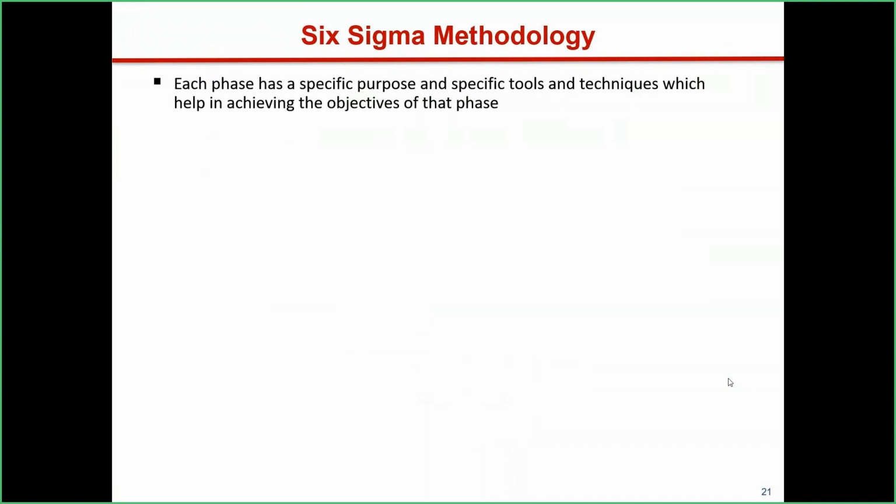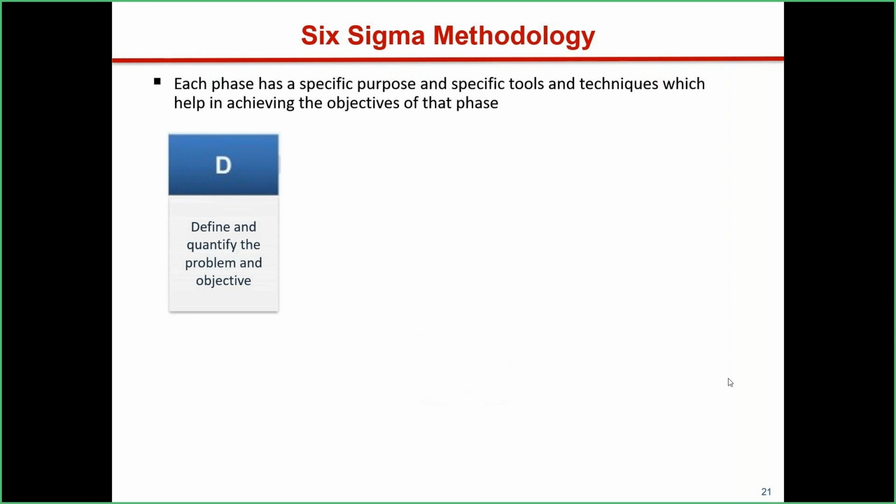Each phase has a specific purpose and specific tools and techniques which help in achieving the objective of that phase. I said in every phase, we'll have different tools and different techniques, and that is what we'll be learning. So in define, what we are going to do is define and quantify the problem and objective. This becomes really very, very critical. Why? If you don't quantify the problem and define it clearly, you might end up doing more work than required.